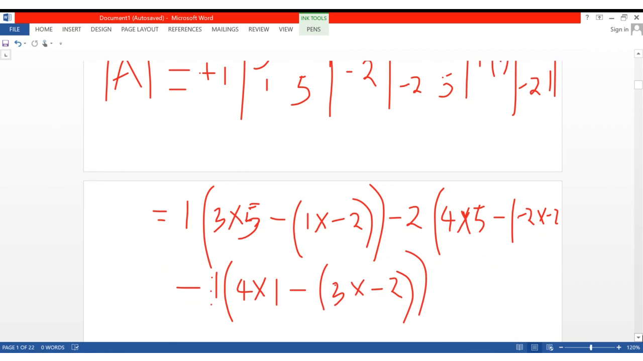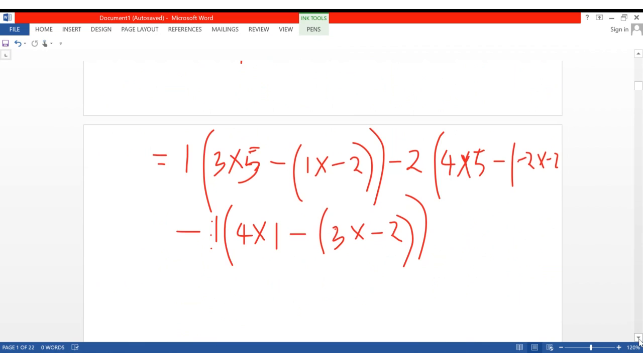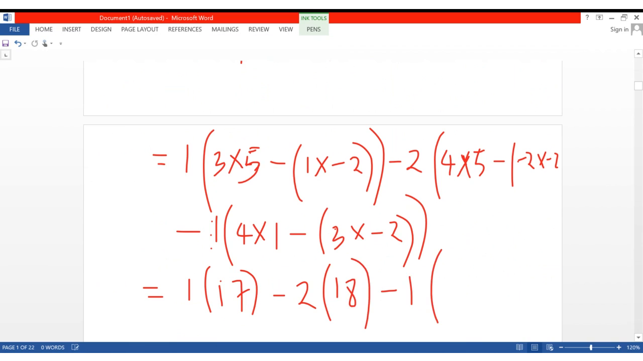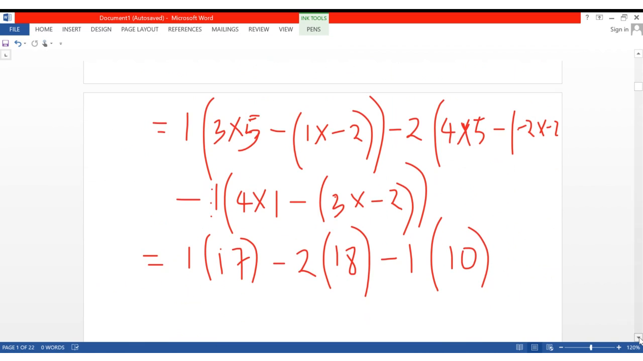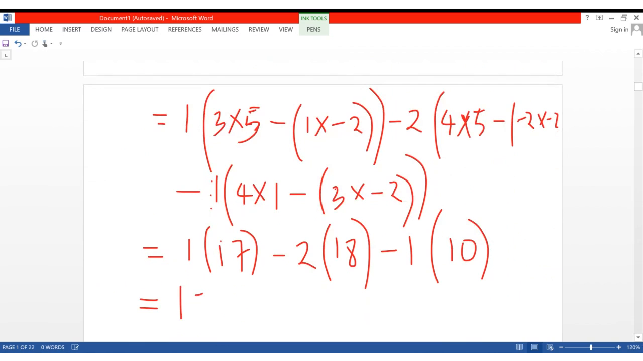So it is a matter of time now. I open up the bracket, so that is 15. 15 plus 2, you get 17. And then minus 2, that is 20. 20 minus 2, you get 18. And then minus 1. So I'm evaluating whatever is in the bracket, that is 4 plus 6, you get 10. When I open up the bracket, let's see what I'm getting now. I'm getting 17 minus 36 minus 10.